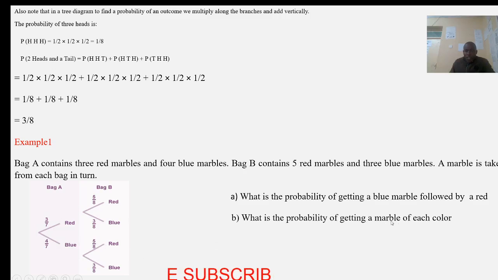What is the probability of getting a marble of each color? A marble of each color can be red, blue, or blue, red. These two: red, blue, or blue, red.